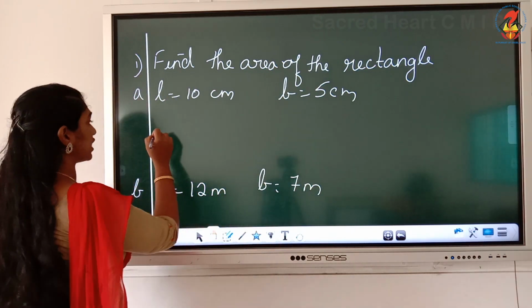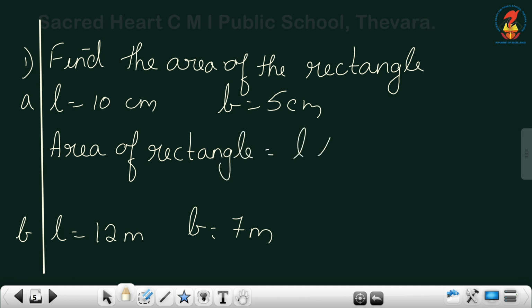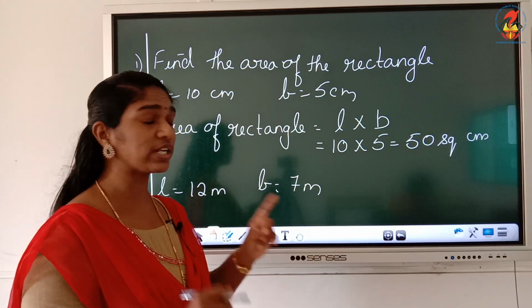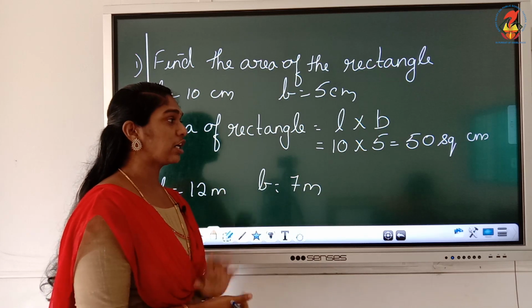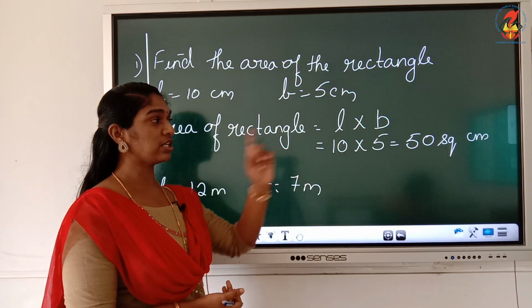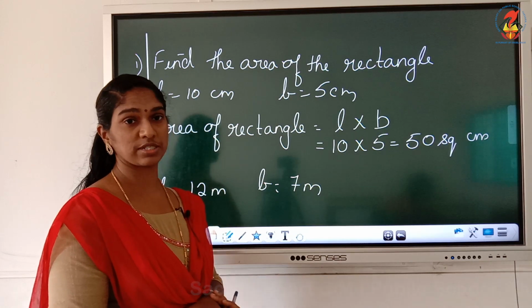So, to find area of rectangle, that is equal to length into breadth. Write down the formula first, then apply the value. Length is 10, breadth is 5. So, you get 10 into 5, 50 square centimeter. Don't forget that unit is very important. To write the answer for finding area, answer should be written with unit. Here the unit is square centimeter because the question is given in centimeter.